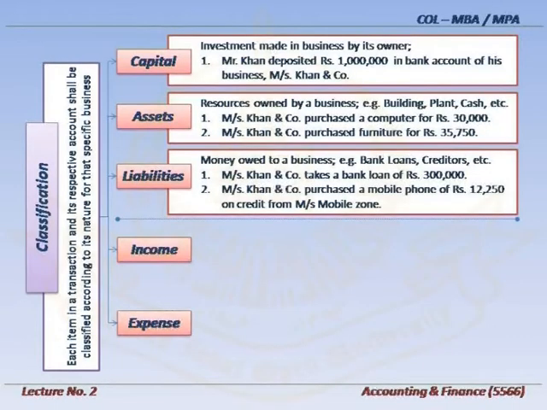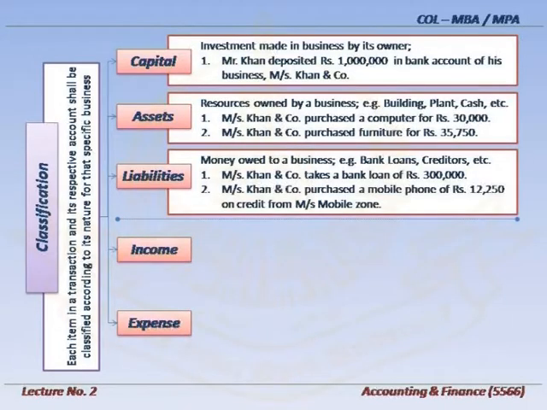However, in the second example, Messrs. Khan and Company purchased a mobile phone worth rupees 12,250 on credit from Messrs. Mobile Zone. In this transaction, Messrs. Mobile Zone, the supplier, is to be classified as a liability and categorized as creditor.